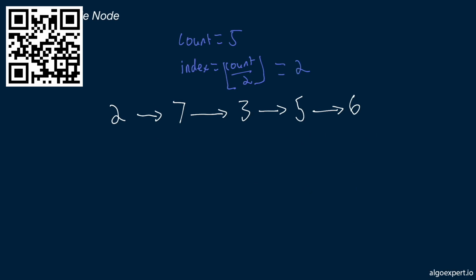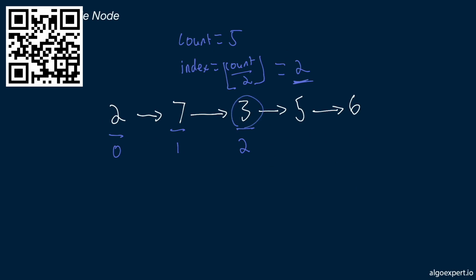And now we can just simply iterate through the linked list. So we start on the 2, and at this point we are at index 0, and then we get to the 7, we're at index 1, and then we get to the 3, and we're at index 2, and this matches the index we are looking for, so we can simply return this value.